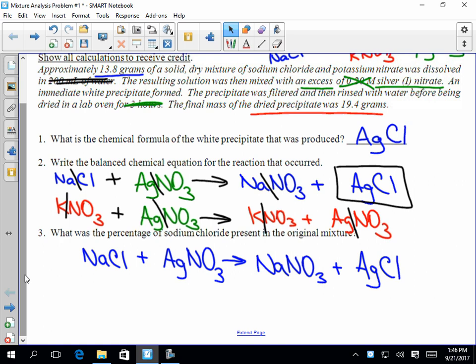Here we go. I have earned this equation, okay? I've earned it. Now, I've got to do some stoichiometry. What is wrong with what I'm about to do, Andrew? What is wrong with what I'm about to do, okay? It says 13.8 grams. What is wrong with this, Andrew?